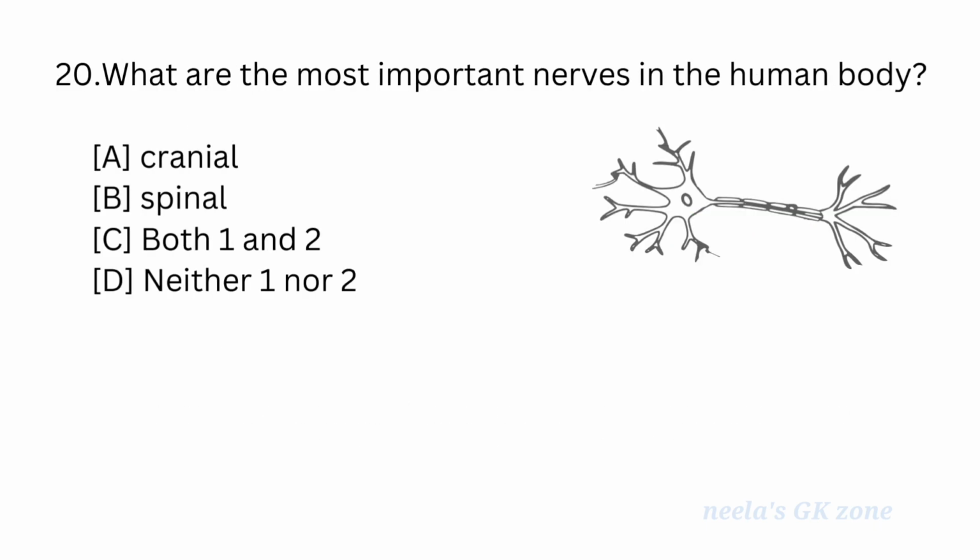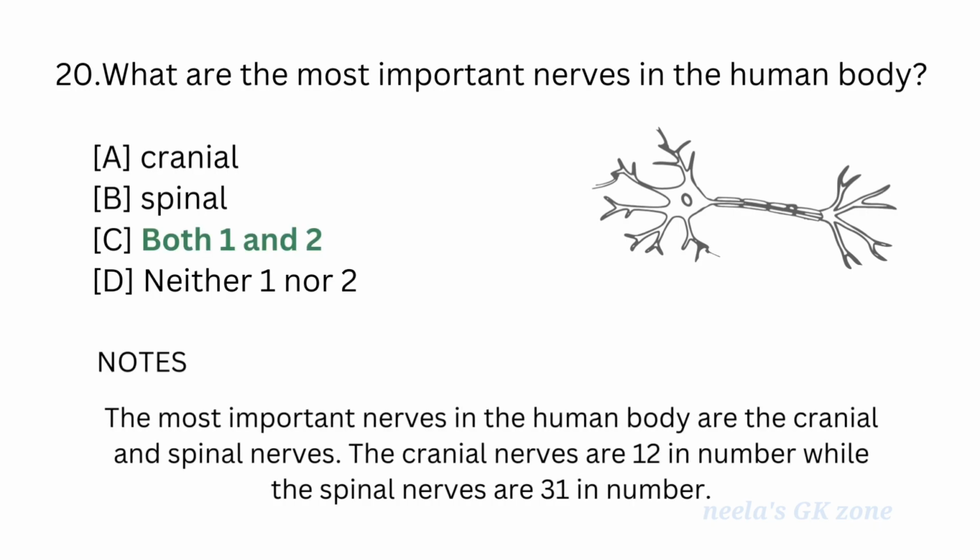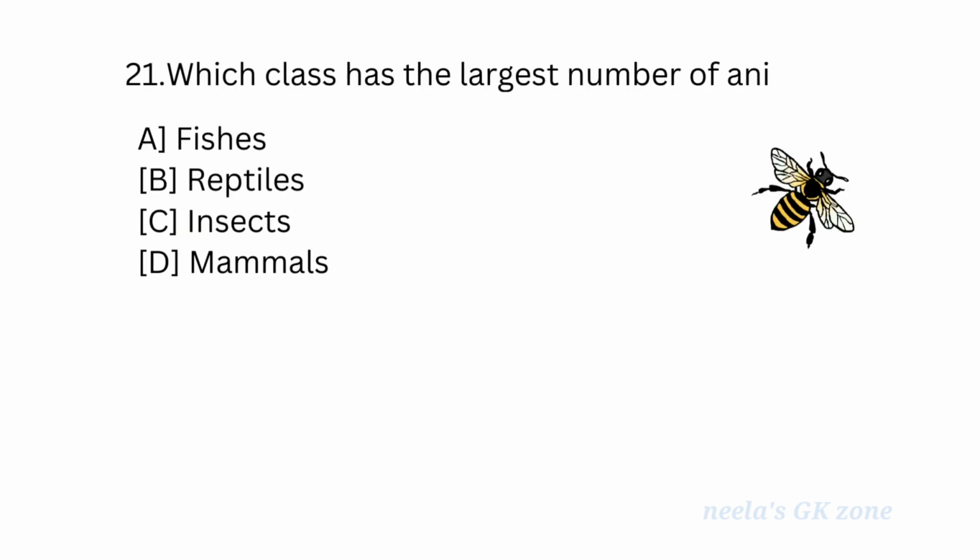What are the most important nerves in the human body? And the answer is both 1 and 2. Notes: the most important nerves in the human body are the cranial and spinal nerves. The cranial nerves are 12 in number, while the spinal nerves are 31 in number.